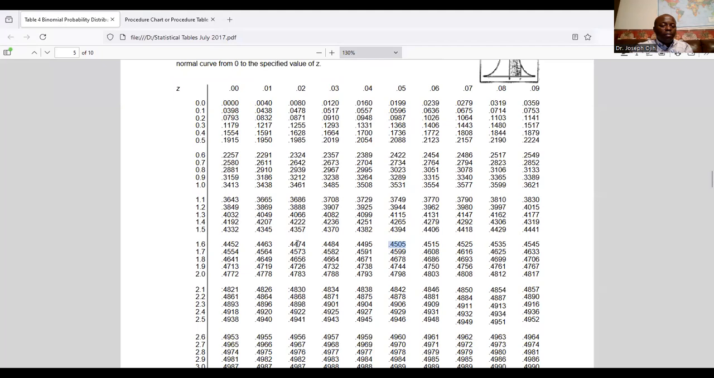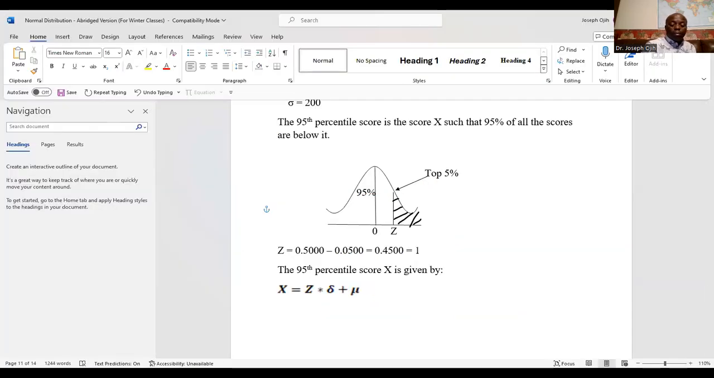When you follow it to the left, it's 1.6, and if you go up, it's 5. So 1.65 is our Z. Z is 1.65 from the table. Now we have our Z.